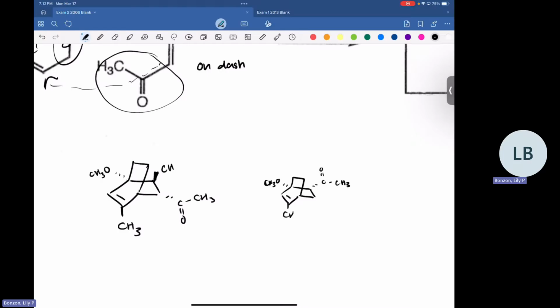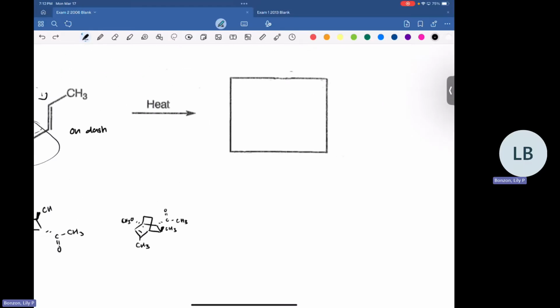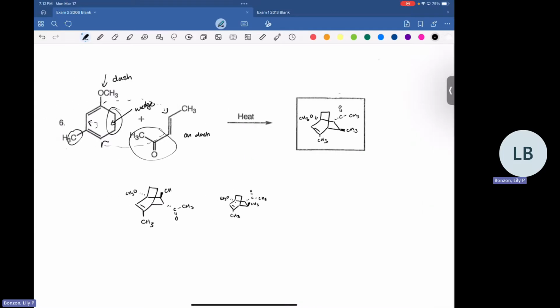We have everything else the same. Our CH3 on our wedge. And so now if we count, we get 1, 2. Okay, that's good. And then 1, 2, 3, 4. Okay, so that's good. So our final product would be... okay, so that would be our final product.